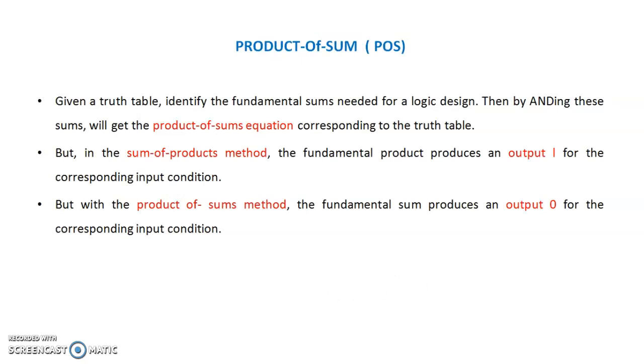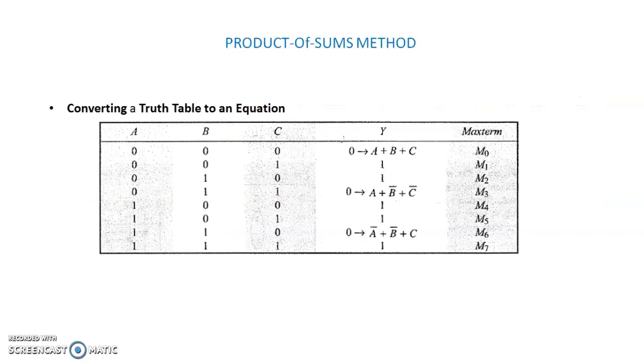Next is product of sum. So product of sum means what? We will consider the product of those two variables and then we take the sum of that particular product. The product terms are represented where the output is 0, with A, B, C inputs and Y as the output here. So this is the truth table of the product of sum method. In detail we will discuss the product of sum method in the next topic.